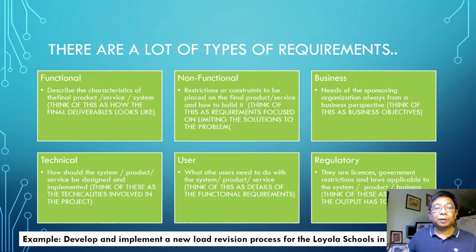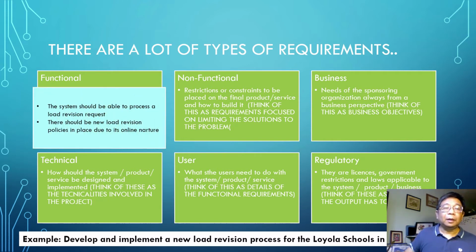So for this particular example, these are two of the functional requirements. The system should be able to process a load revision request, and the second one is there should be new load revision policies in place due to its online nature. So those are two broad functional requirements. The details will be seen in the user requirements, and we'll get to that later. So that's functional. The second one is non-functional requirements.